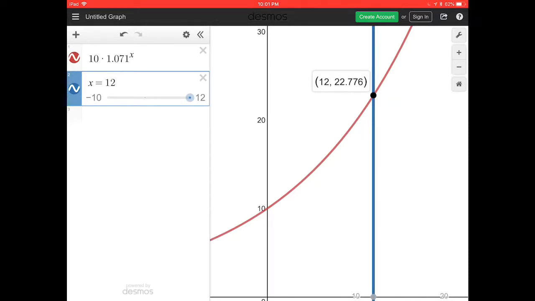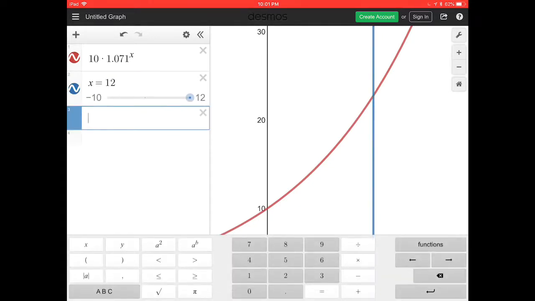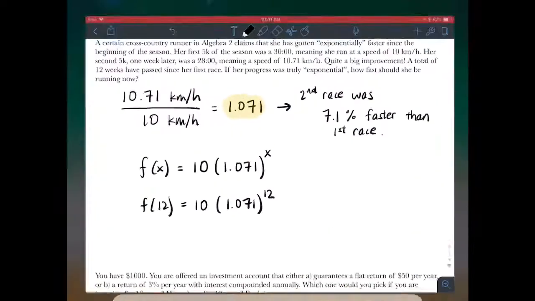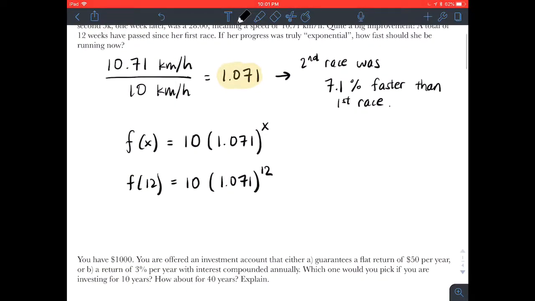This is very fast, 22.7 kilometers per hour. Converted to miles per hour, we would divide by approximately 1.6, which is the number of kilometers per mile. It's about 14 miles per hour. It's a very fast pace to run a cross-country race in. So I'm going to write approximately equals 22.77.